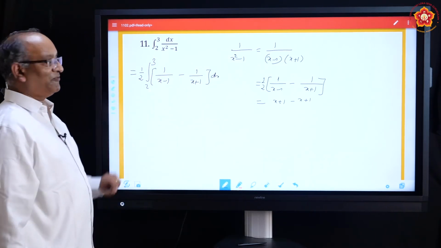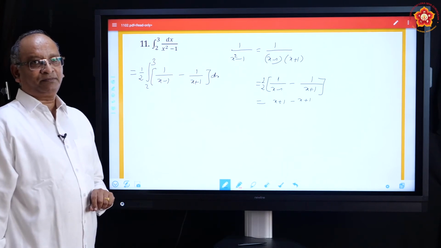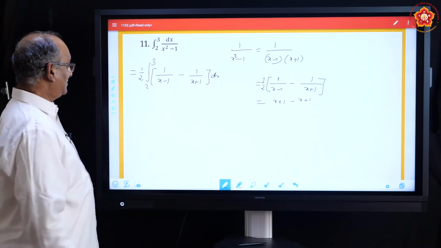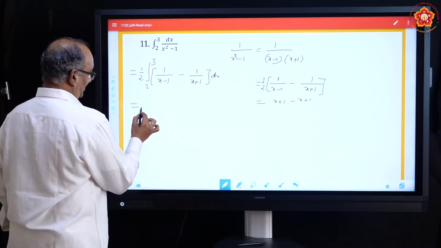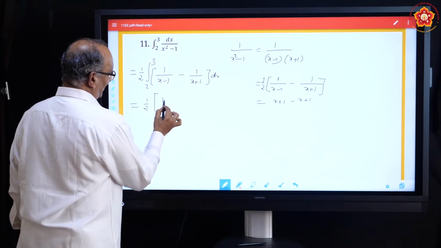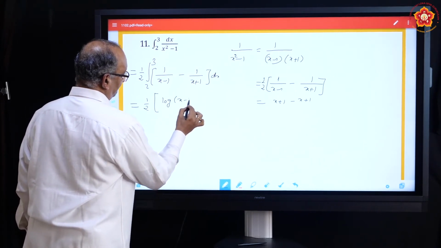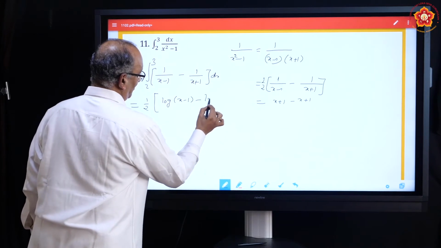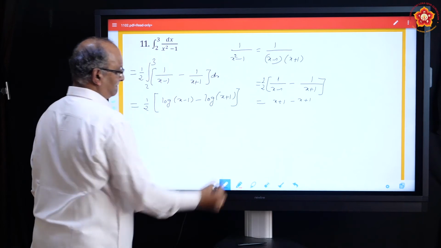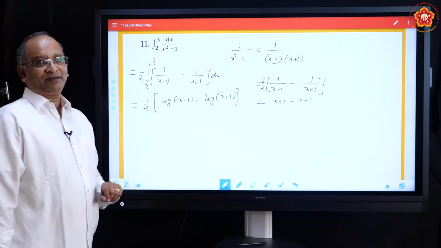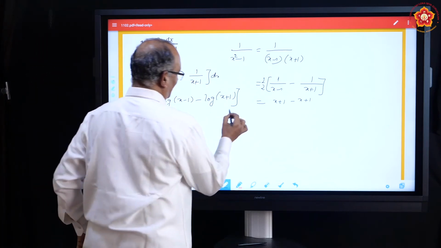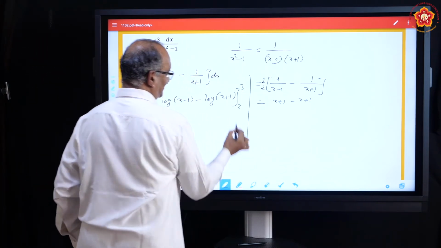What is the integral of 1 upon x minus 1? Log x minus 1. What is the integral of this? Log x plus 1. So we get 1 by 2 log x minus 1 minus log x plus 1. Log m minus log n. What is log m minus log n? Or you can directly substitute also. There is no problem. You can even substitute the limits now.